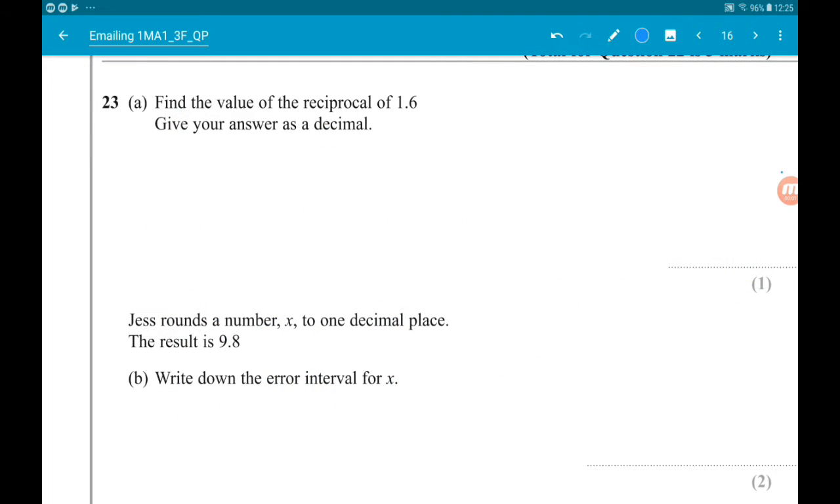23 wants us to find the value of the reciprocal of 1.6, giving our answer as a decimal. So all that reciprocal means is 1 over the number. So the reciprocal of 1.6 is 1 over 1.6. Stick that in your calculator and you will get 0.625.